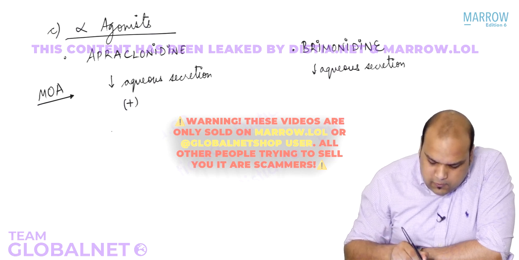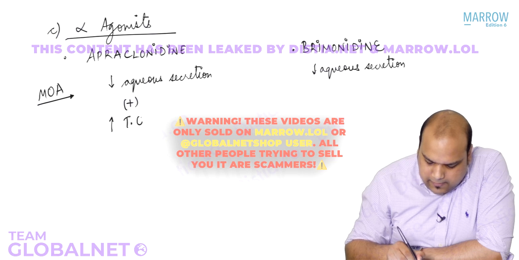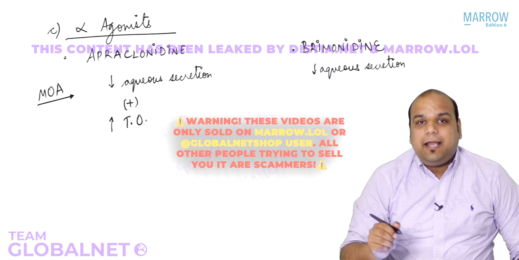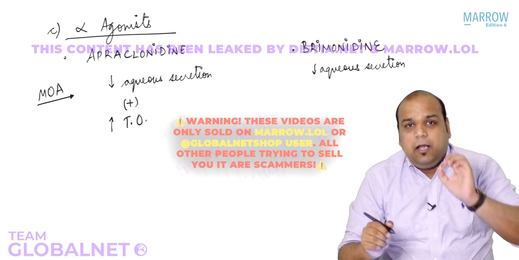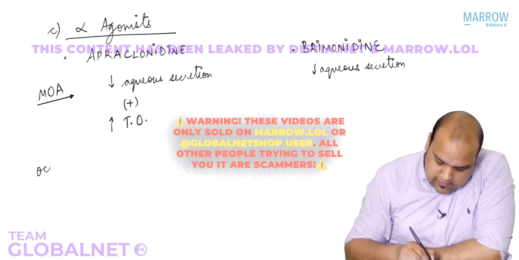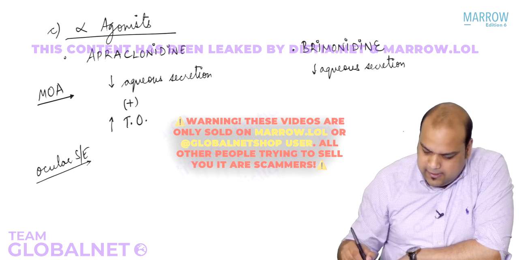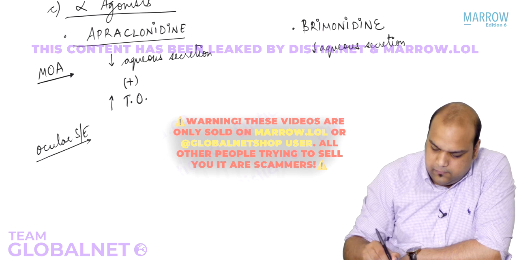But apraclonidine also increases the trabecular outflow. So that's an additive action that apraclonidine has. It increases the trabecular outflow. Similarly, the side effect profile of both these drugs differ from each other.